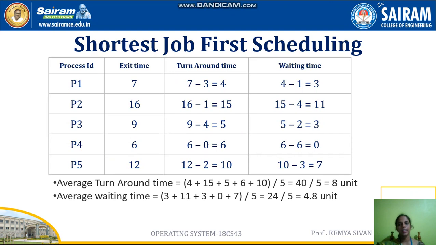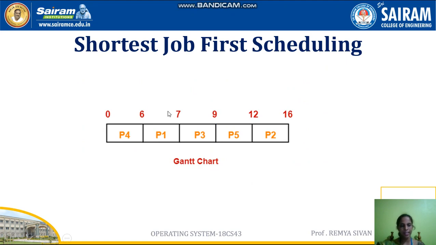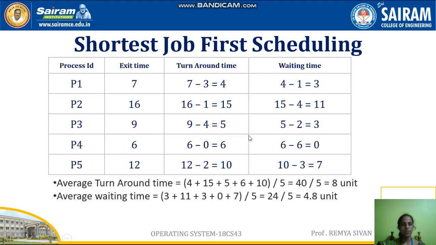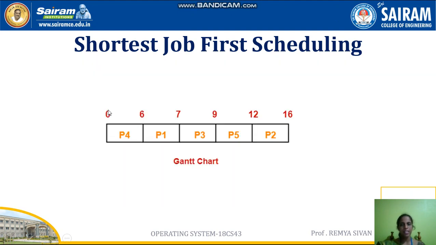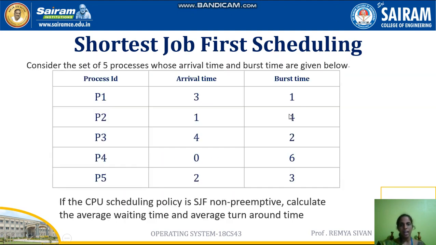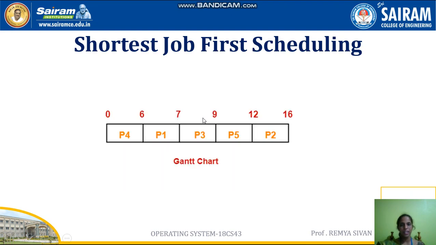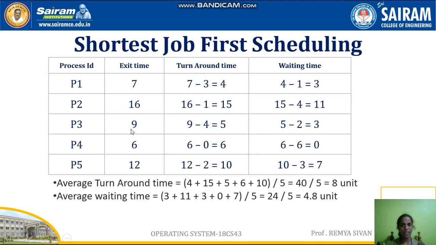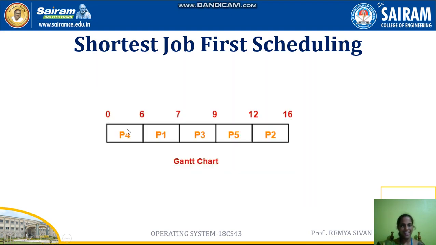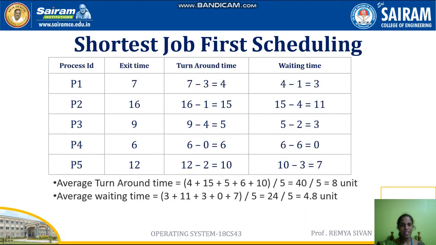And next is calculating turnaround time and waiting time. How to calculate the turnaround time? P1 exit time is 7, right? And arrival time is 3. So 7 minus 3 is 4. P2 exit time is 16 and arrival time of P2 is 1. So 16 minus 1 is 15. P3 exit time is 9 and arrival time of P3 is 4. So 9 minus 4 is 5.